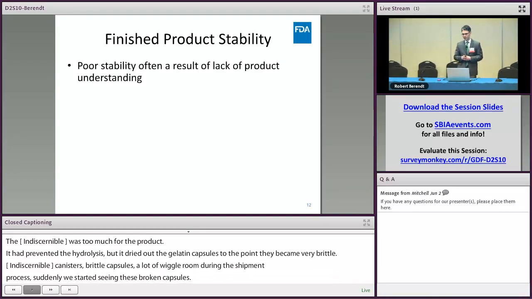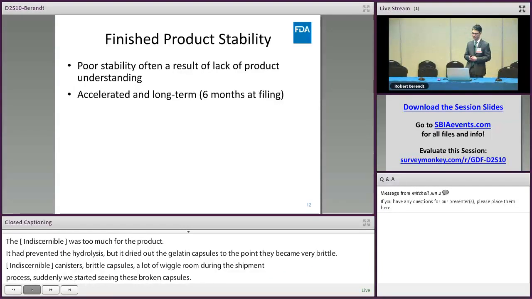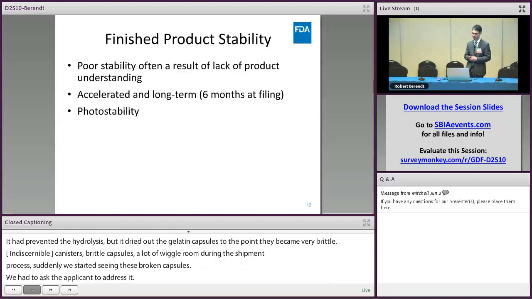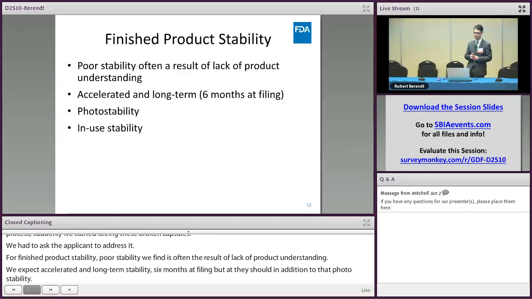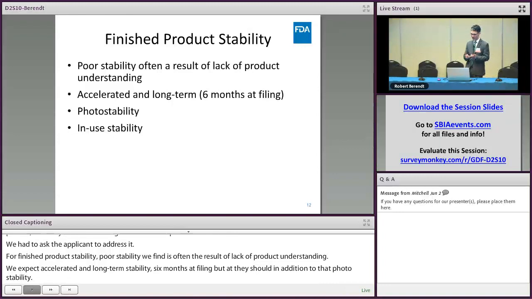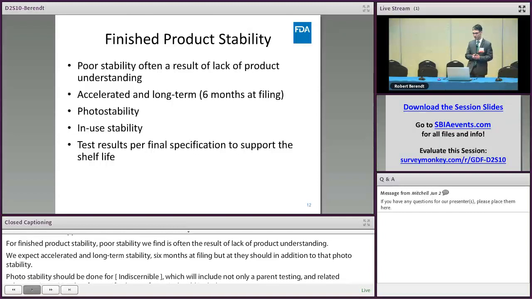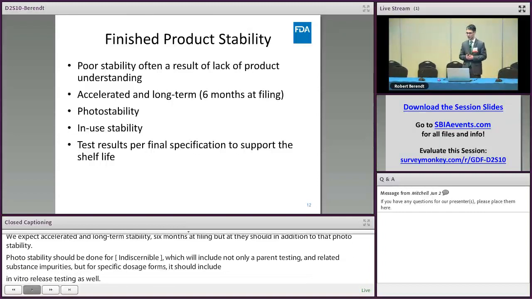So for finished product stability, poor stability we find is often the result of lack of product understanding. And we expect accelerated and long-term stability, 6 months at filing, but in addition to that, photo stability. And photo stability should be done per ICH Q1B, which will include not only appearance testing, assay of the drug substance and related substance impurities, but for specific dosage forms, it should include in vitro release testing as well. In-use stability, as I mentioned, may be needed depending on the risk of the product.